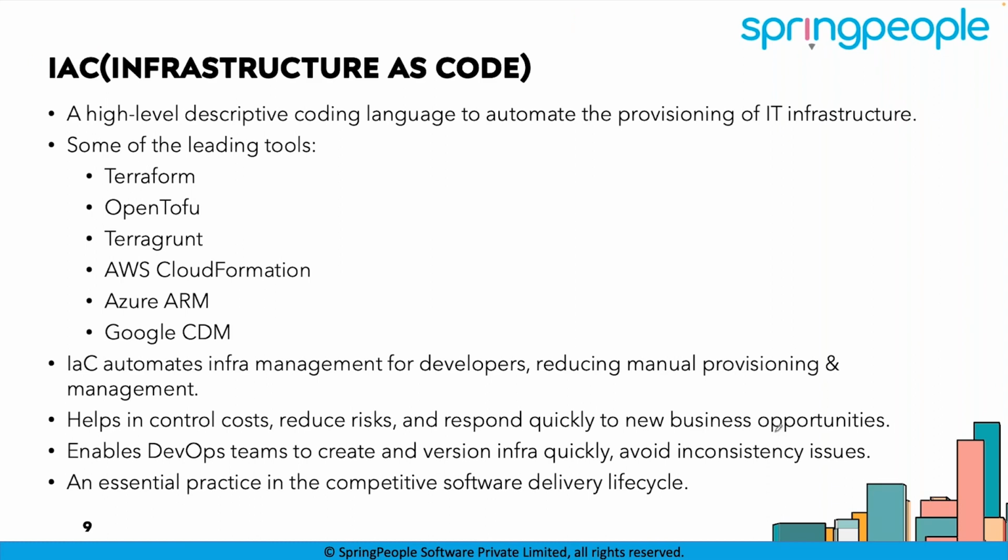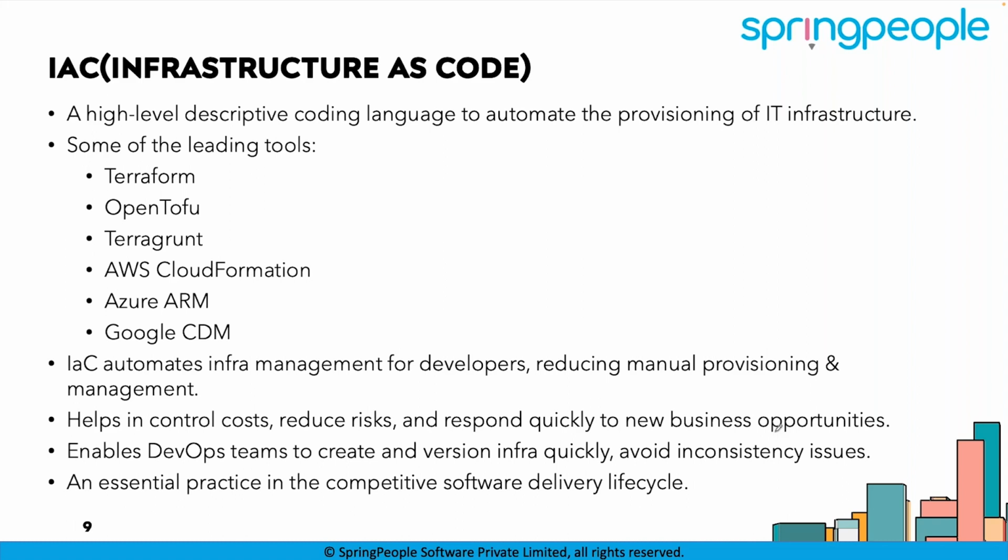Okay, now it's high level descriptive coding. There is something called declarative and imperative. Declarative is something where the moment you declare your wish in the code, it will make sure that particular resource or service or infrastructure is provisioned. Some of the leading tools in infrastructure as code, like Terraform, is one of the popular ones.